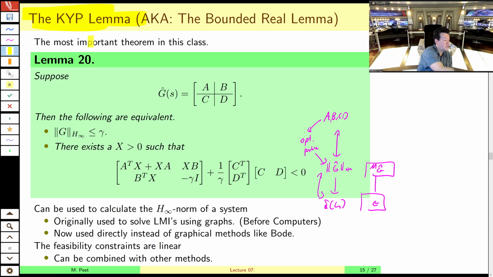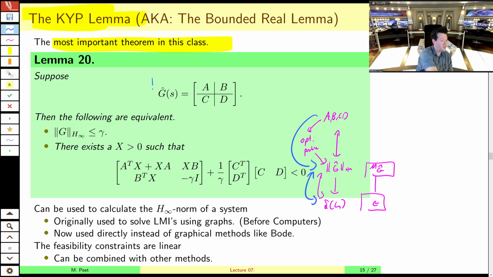And as I said, this is possibly, probably even, the most important theorem in this class. Or it's actually a lemma, but it's a theorem, but whatever. It's a result. It bridges this gap between representation in state space and representation in frequency domain, which tells us things about the system properties. Okay. So what is the result?